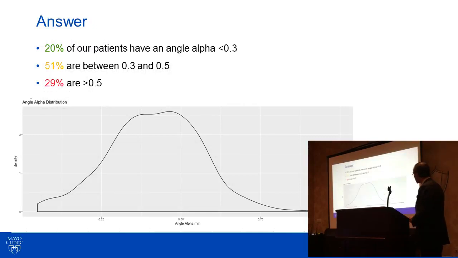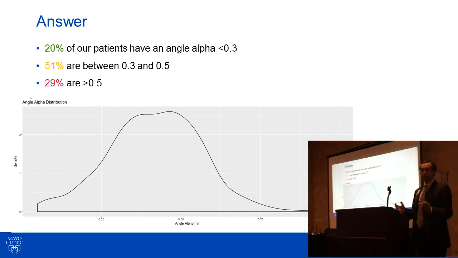This is a density distribution of angle alpha from 0 to 1 millimeter. If angle alpha were uniformly distributed across these different magnitudes, you would see a rectangle. It would go straight up, across, and back down, but it's not uniformly distributed. The majority of patients have an angle alpha that's overrepresented between about 0.2 millimeters up to 0.6 millimeters. So then back to the question.